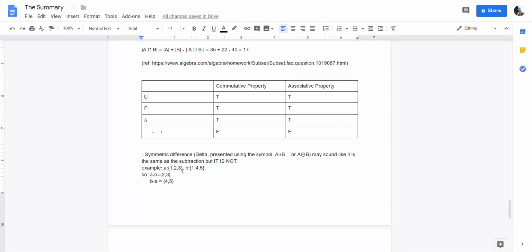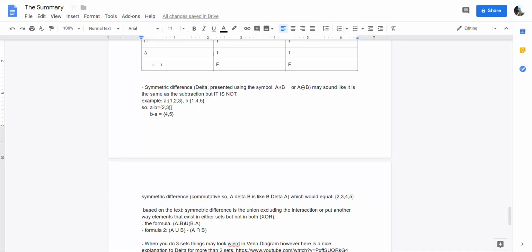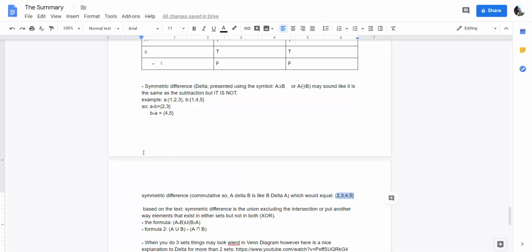Like in this case, 1, 2, 3, then 1, 4, 5. A minus B is 2 and 3, and B minus A is 4 and 5. So there you go. The commutative property is not satisfied here. So A minus B is not the same as B minus A. And if you try to take the symmetric difference, the answer is 2, 3, 4, and 5. While in this case it's 2 and 3 or 4 and 5, in this case it's both cases together, 2, 3, 4, 5.